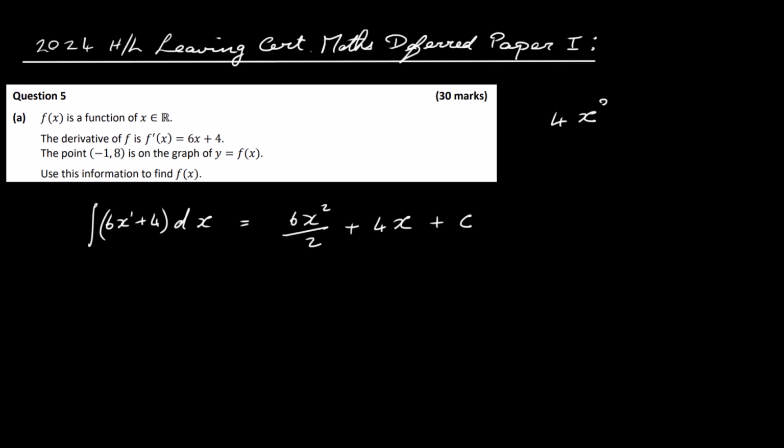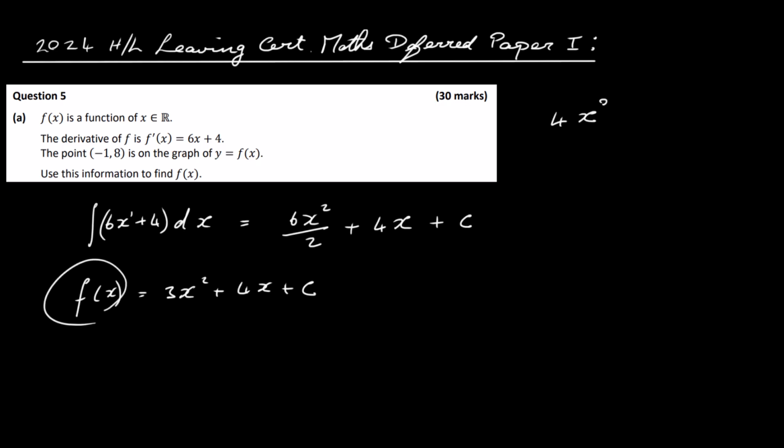So this is our original function. This is f of x, but we've got to work out here what c is. So our f of x is 6x squared over 2, that's just 3x squared, plus 4x plus c. Now we know that the point minus 1,8 is on this function here. So let's use that to find what c is.